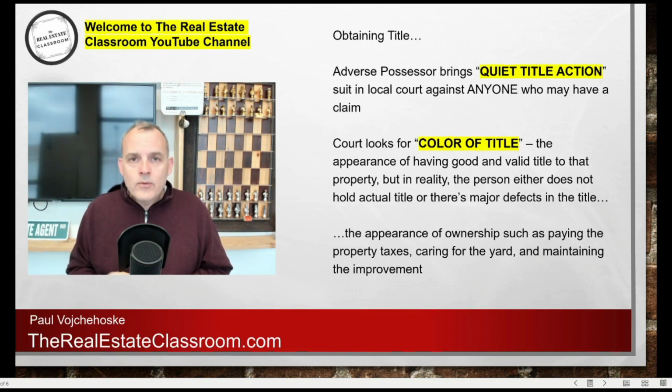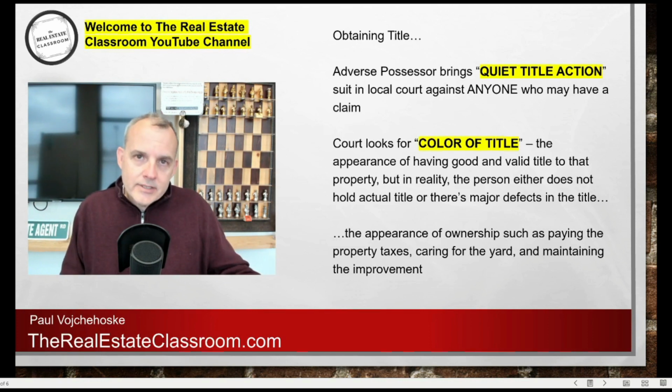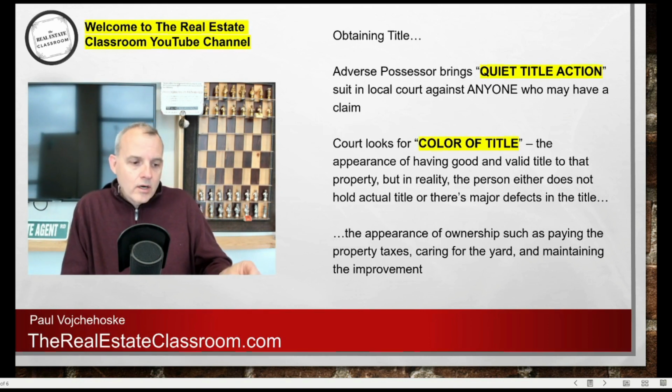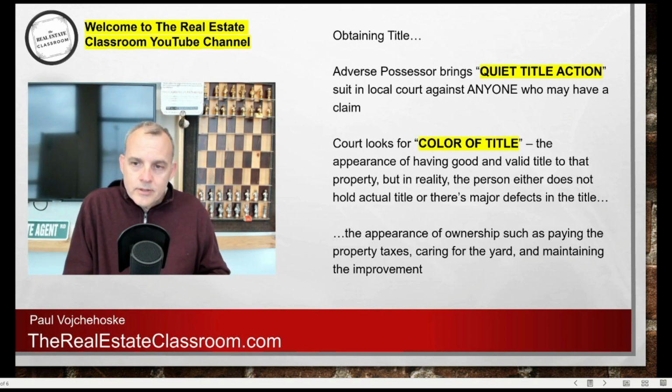Now, how do you do that? Well, the adverse possessor did things like maybe they paid the property taxes and they have those canceled checks to prove that they paid the property tax. Because remember, the county could care less who pays the taxes, only that the taxes are paid. And by the adverse possessor paying those taxes, they are demonstrating color of title.